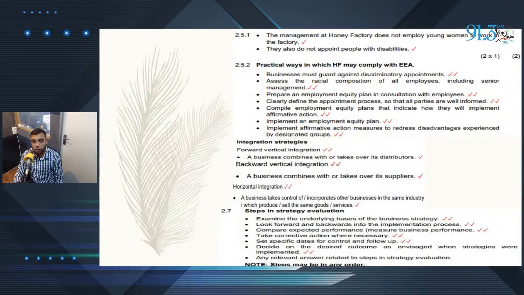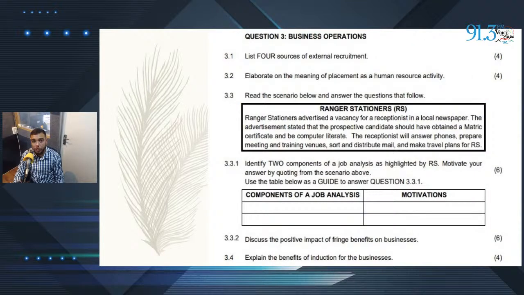We now move on to business operations. Question 3. So, question 3, list 4 sources of external recruitment. There are quite a few. You can answer that yourself, but I'll give you some answers. It will be recruitment agencies, billboards, printed media, electronic media, social media, walk-ins, and headhunting, just to name a few. So any one of those 4 you can write down.